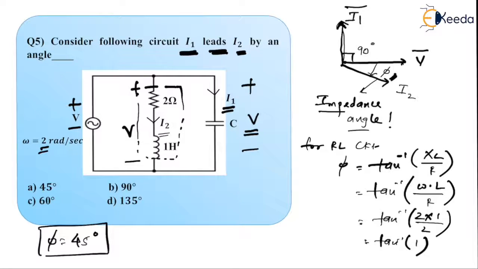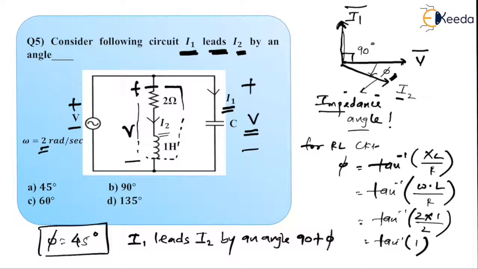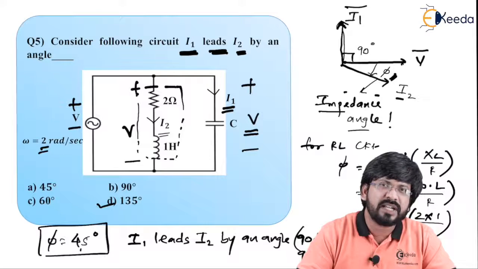By referring to this vector diagram, I can say I1 leads I2 by an angle 90 plus phi. So check, what is the phi value? 45 degree. So if you add 90 plus 45, it will become 135 degree. Now we can say 135 degree is the correct answer. That is, I1 is leading I2 by how much degree? It was 90 plus phi.